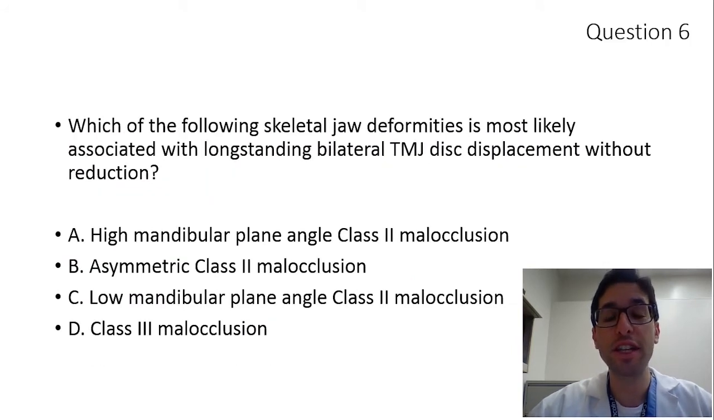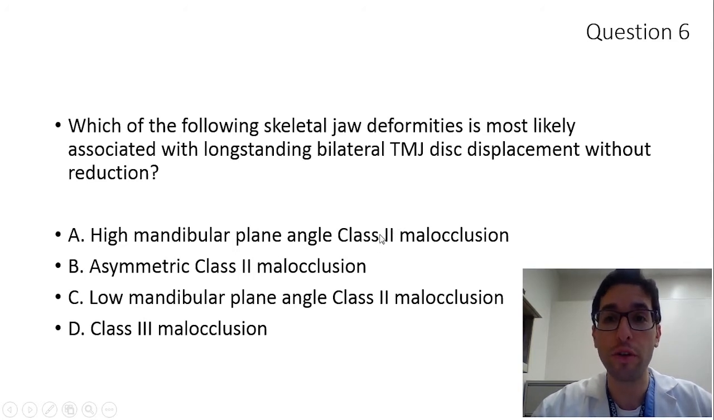All right, so I just learned a really interesting topic in question 5, and question 6 piggybacks on that, and it's kind of repetition just to hammer it home. So let's read this one. Which of the following skeletal jaw deformities is most likely associated with bilateral TMJ displacement without reduction? Based on what I just told you, which one of them is most similar? Class 2 comes in the first 3 choices, and Class 3 is the other. So probably it's Class 2 if you're a good test taker, but let's think about it.